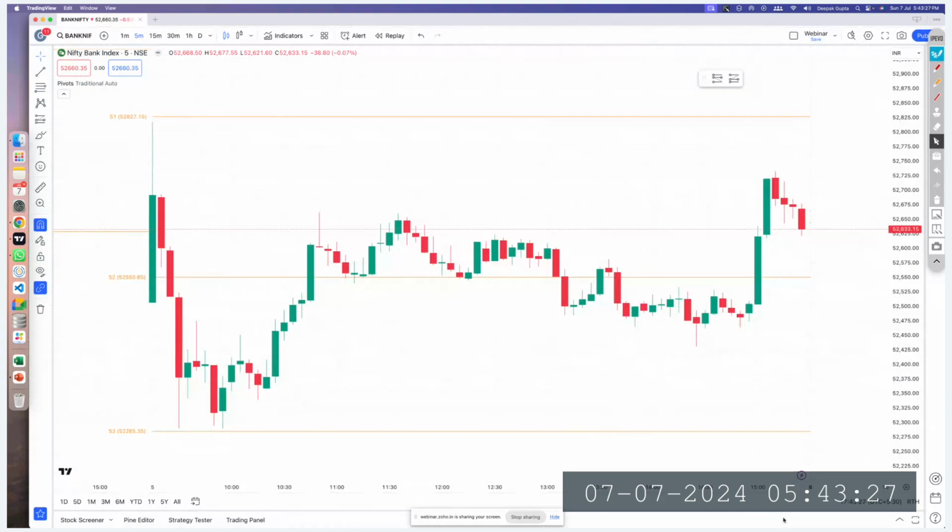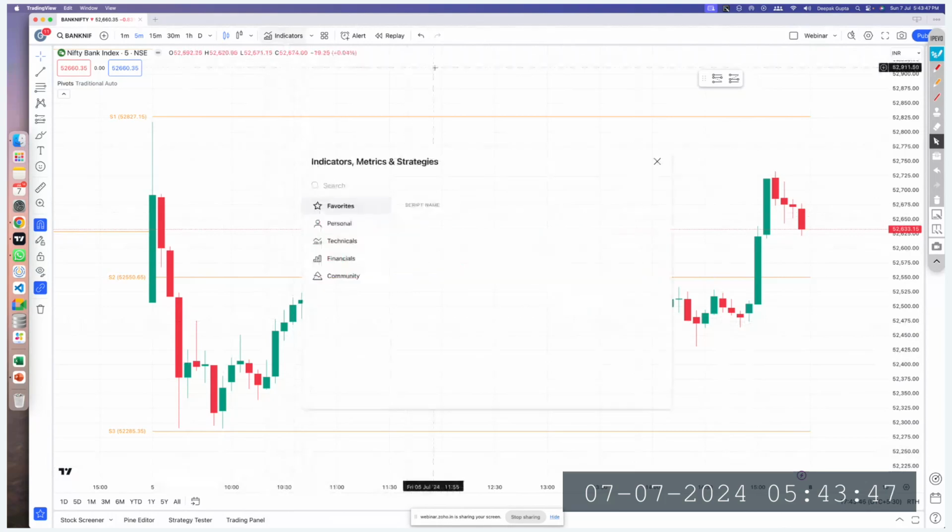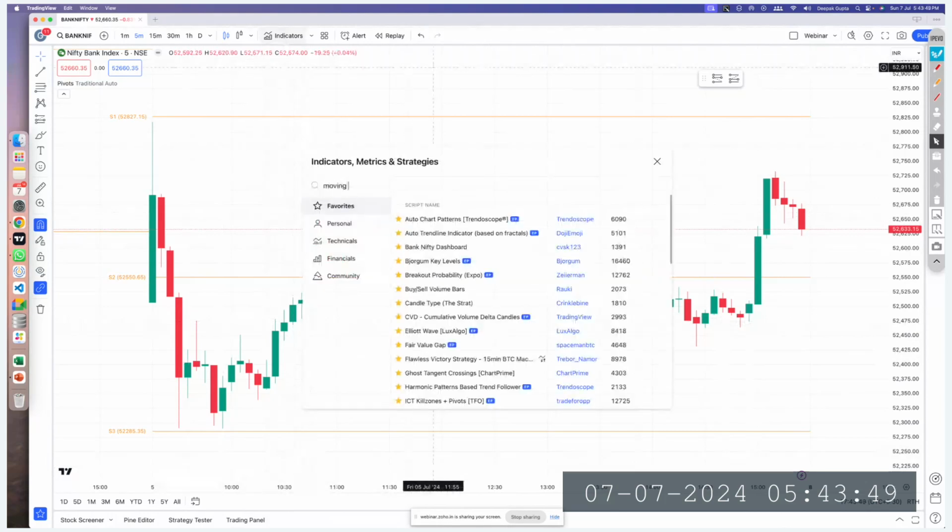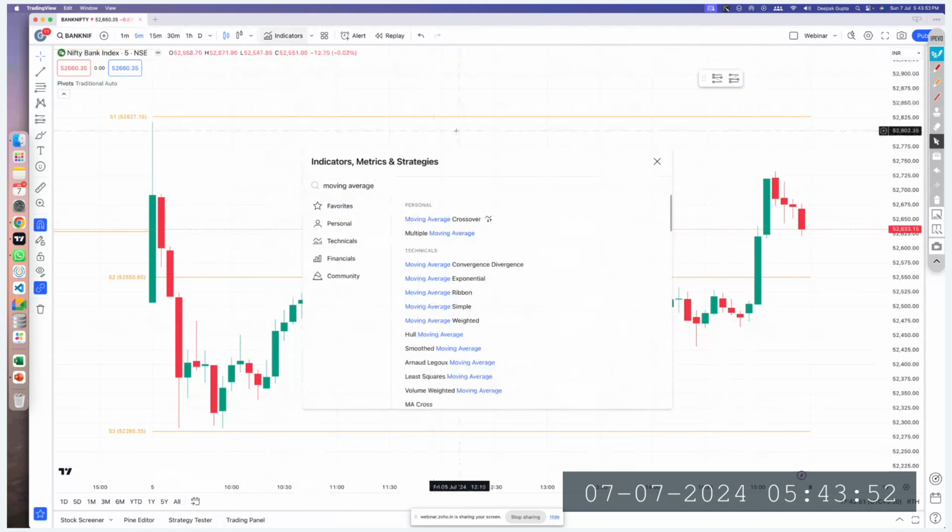So the first thing is done, which is identifying key price levels. The next is to identify trend. One of the indicators that I mentioned to identify trend is a moving average. So just like we applied these pivot points, we'll go to the indicators and type moving average. So you can see there are a couple of moving averages that you can use. You have moving average exponential, moving average simple. These are the two most popular indicators that can be used.